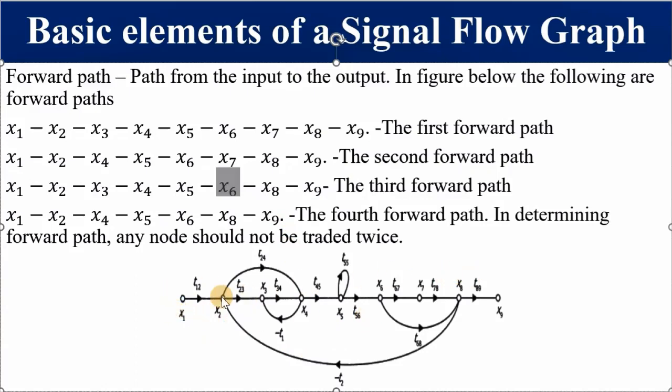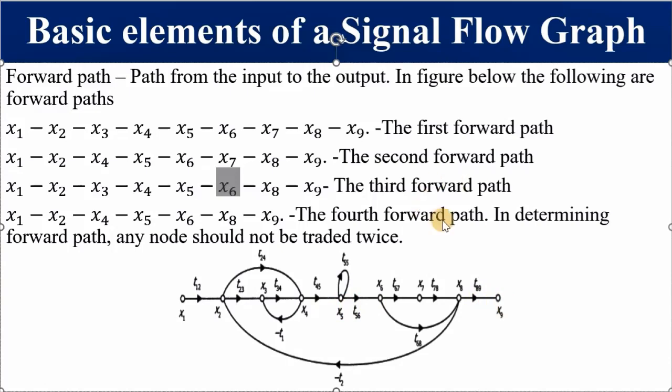This is straightforward. You go straight from x1 to x8. So it's x1, x2, x3, x4, x5, x6, x7, x8 up to x9. Then the second forward path is x1, x2. From x2 we go via t24 to x4, then x5, x6, x7 up to x9.